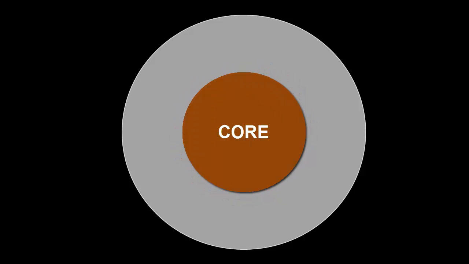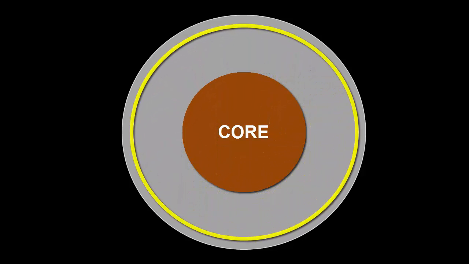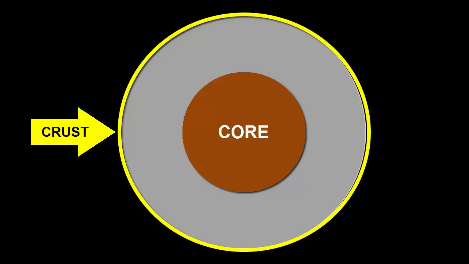The denser materials, most of the iron, would have sunk to the center to form Earth's innermost layer known as the core. The less dense material would have risen to the top to form the outer surface layer known as the crust, mostly aluminum silicates. The remainder sits between and is known as the mantle.